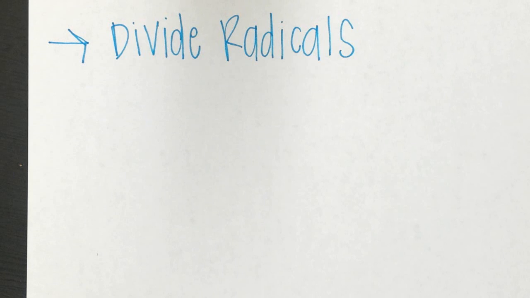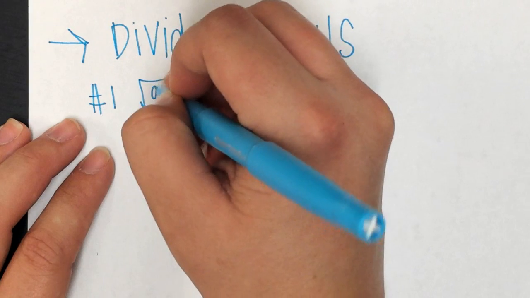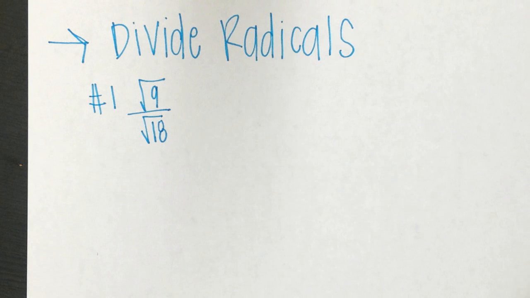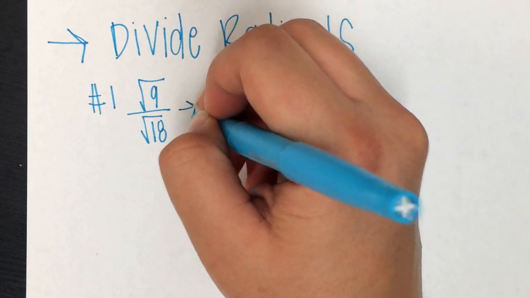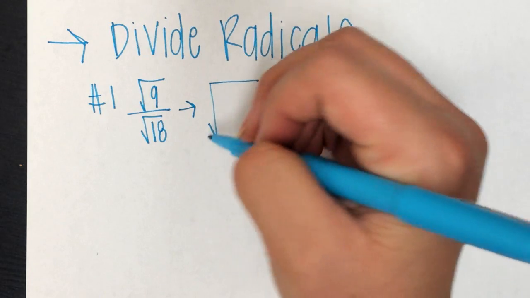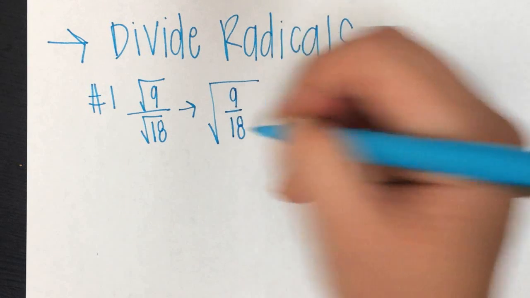Oh, because there's not enough room on this note taker. Okay? So, let's start with example number 1. And I want you to write the square root of 9 divided by the square root of 18. Now, there's a theorem out in the math world that says if you have a square root divided by another square root, you can write it all under one big square root. So the square root of 9 divided by the square root of 18 becomes the square root of 9 divided by 18.